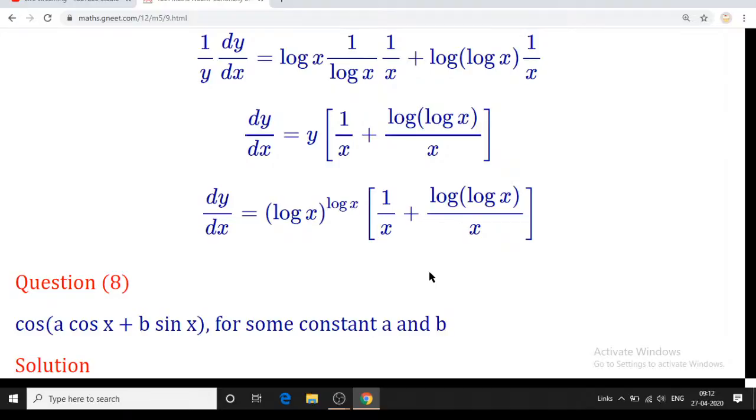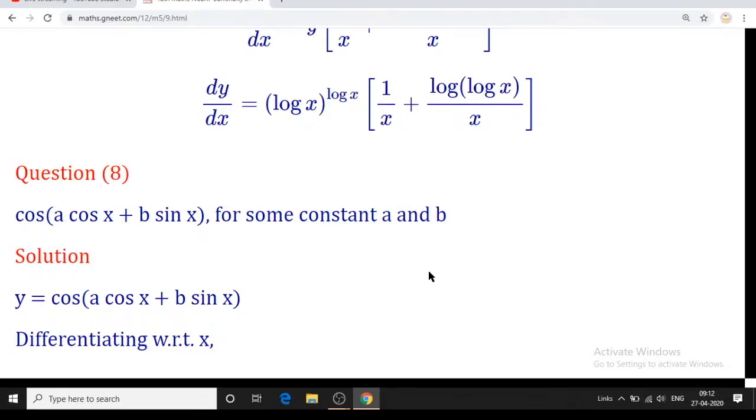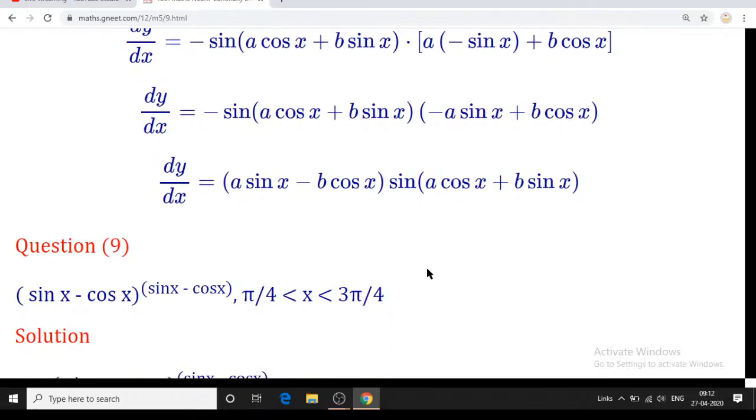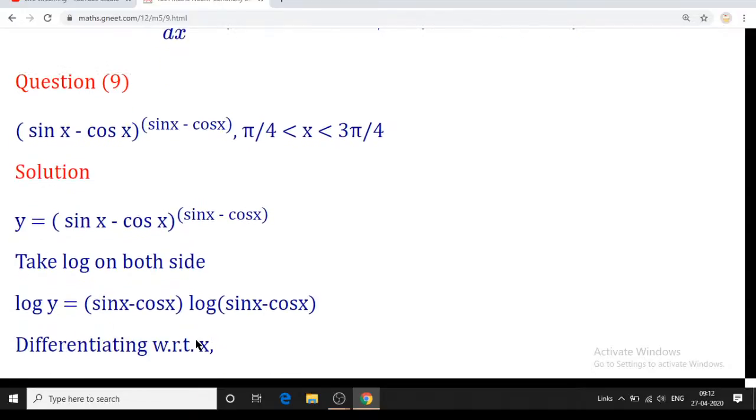The eighth question is very easy, no need to simplify, you can do it on your own. Now in the ninth, (sin x minus cos x) raised to (sin x minus cos x). As it is a variable raised to a variable, we have to go by the log only.